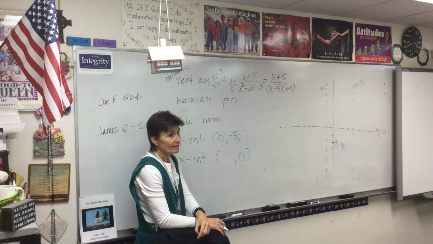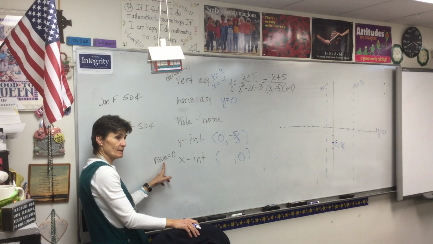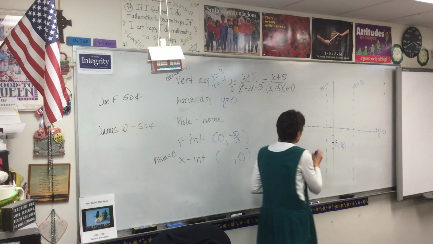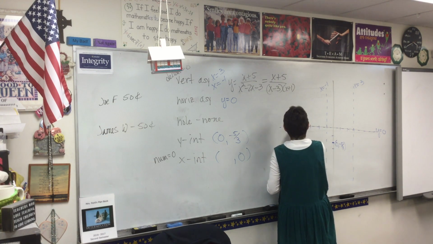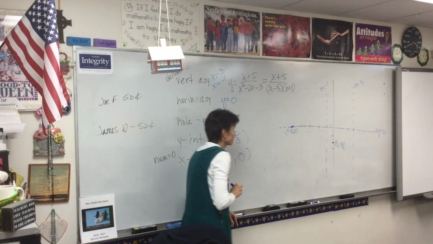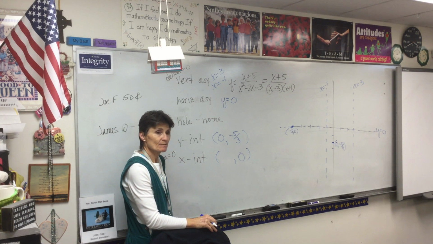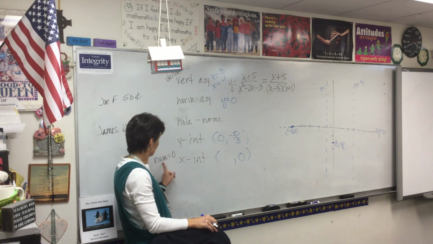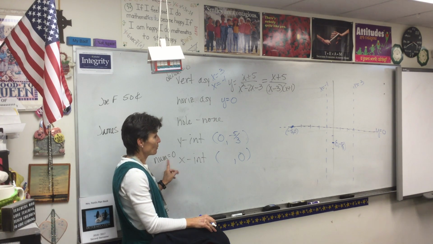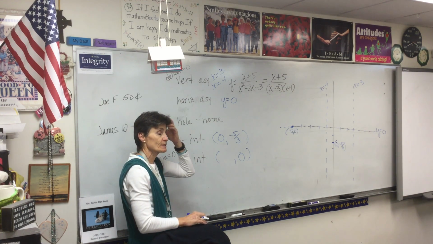Now, how do I get my x-intercepts? I make the numerator be zero. What makes my numerator zero? Negative 5. Well, where did negative 5 come from? Does that mean we're going to have one of those where the numerator is zero? Absolute value ones? No, none of these have any sharp edges. These are all nice, smooth curves.